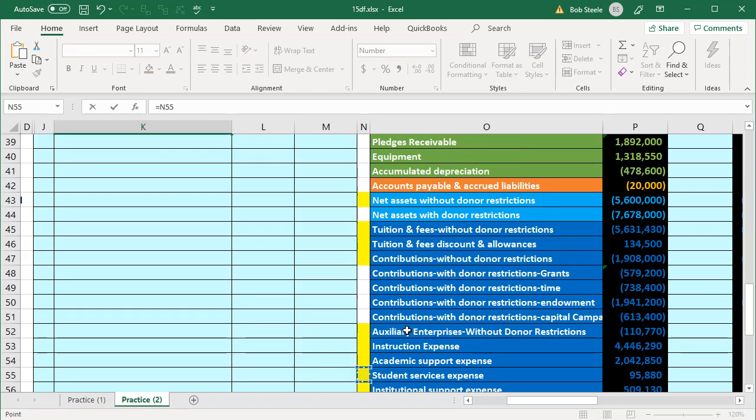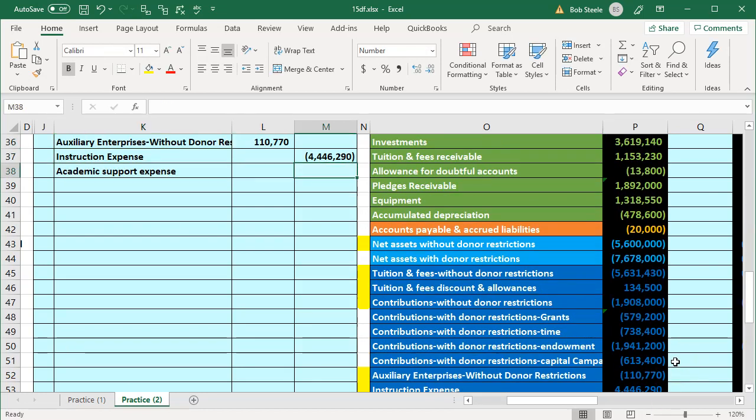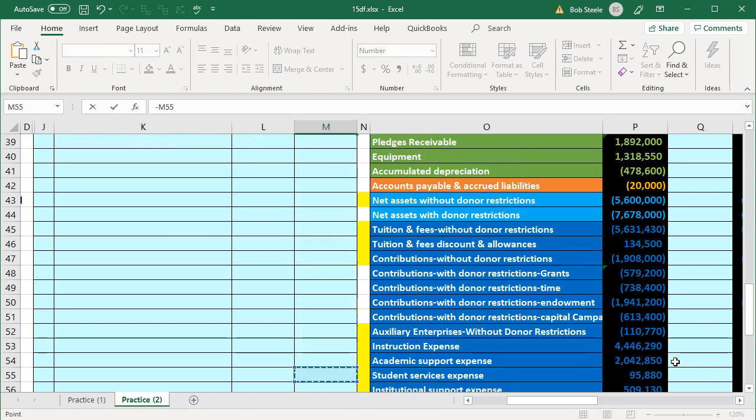Next, we're going to have the next account, which is the academic support expense. It's also got a debit in it, so we're going to credit it. So we have that. We're going to be on the credit side in M38. We're going to credit it. And there we have that, and enter.